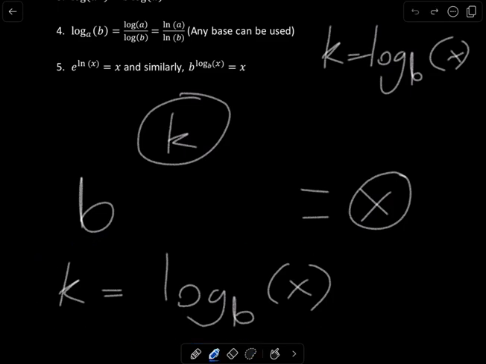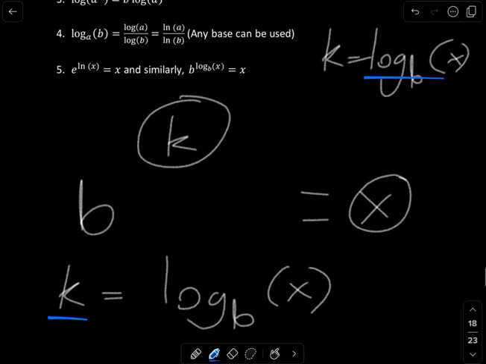Okay, so this is it in logarithmic form. And now we're just going to replace k with what we had. So k is equal to log of x to the base b, and it's equal to the right-hand side of that equation here. So the left-hand side and the right-hand side are equal. So that is why this property holds true. All right, let's apply these properties in some examples.